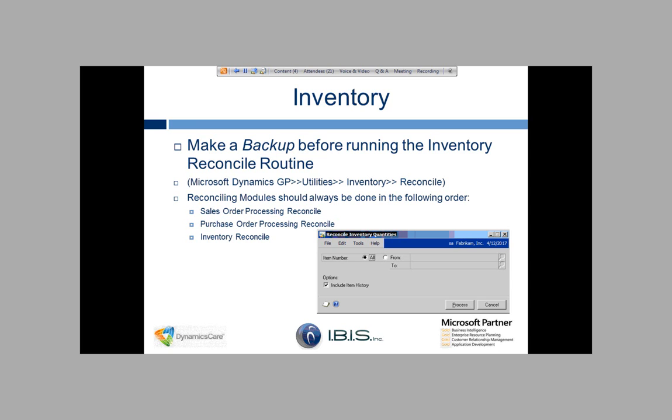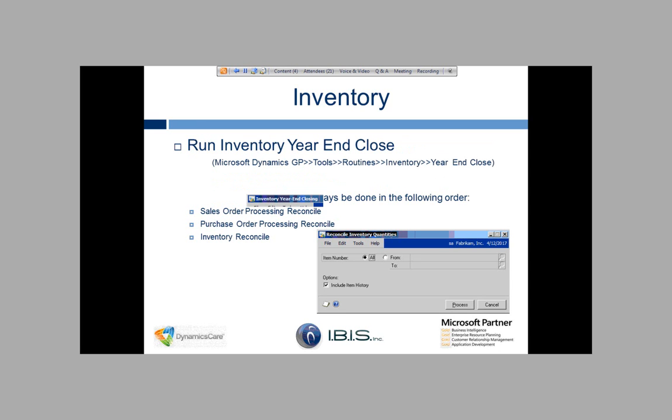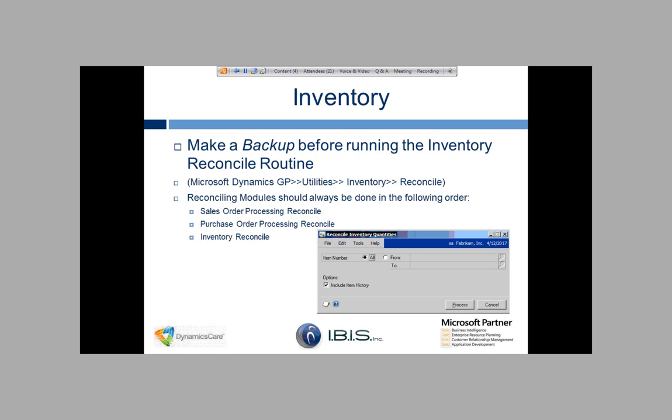You'll also notice with this reconcile inventory quantities window that it doesn't have a print before you process report either. So this is something where you need to make sure you have a backup. You might want to do this in a test company before you do it in production.